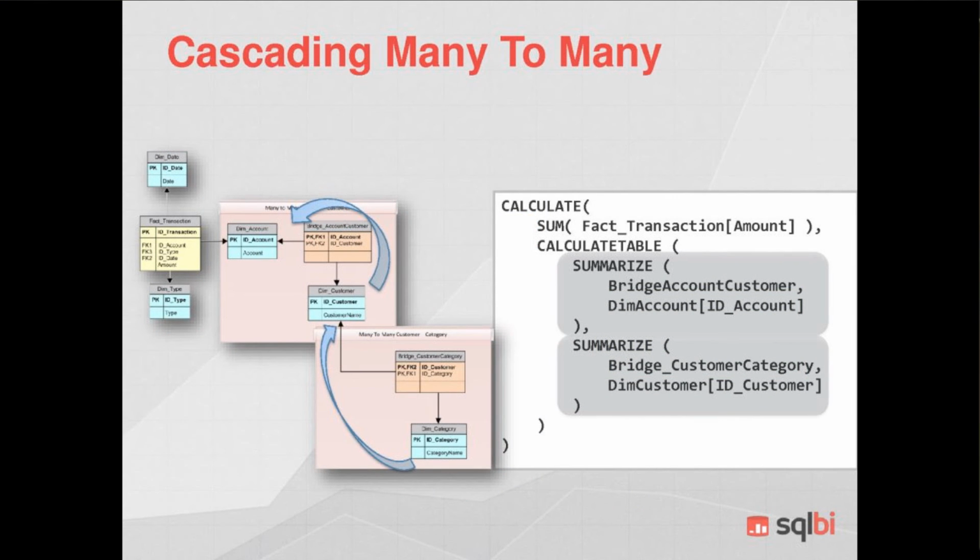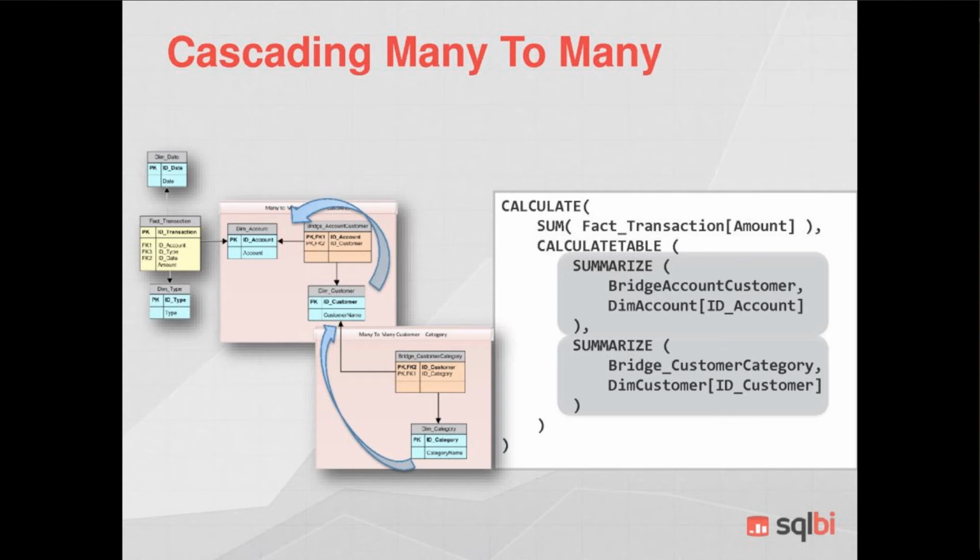How do you do that? This is the pattern using summarize. I did not even write the pattern with filter, because right now we know that filter is slow. We have calculate sum of fact transactions amount, and then the filter now is slightly more complex. We have calculate table, summarize, and then summarize. Calculate table is like calculate, but it computes a table instead of computing a number. So calculate table will compute the filter. The filter is this summarize, and this summarize does this jump.